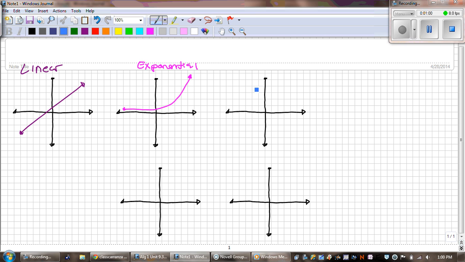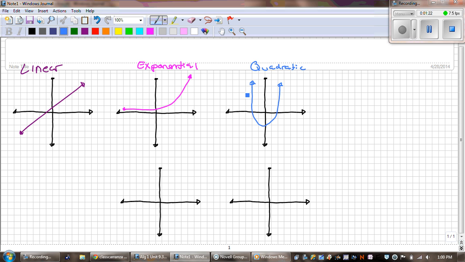Another type of graph we've talked about looks like that. What is that? Are you saying quadratic? Because I really can't hear you. You might need to speak a little bit louder. Okay, so those are the three types of graphs that we've already discussed.